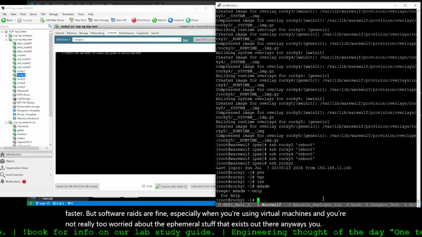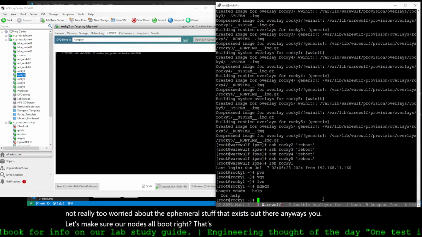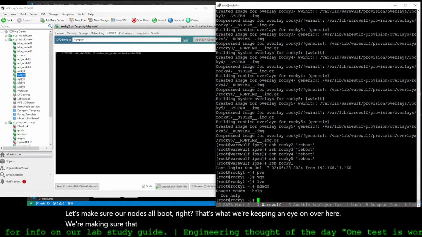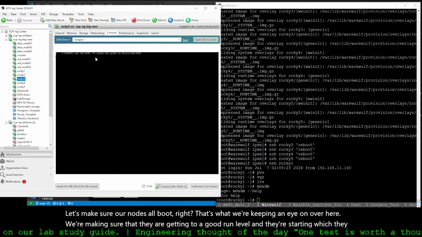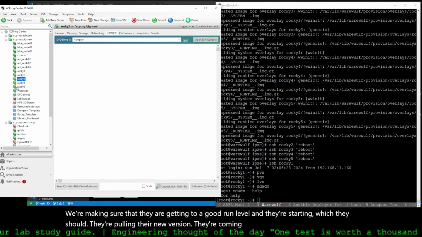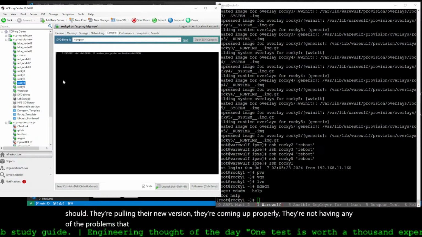Let's make sure our nodes all boot, right? That's what we're keeping an eye on over here. We're making sure that they are getting to a good run level and they're starting, which they should. They're pulling their new version. They're coming up properly. They're not having any of the problems that they were having earlier, right?